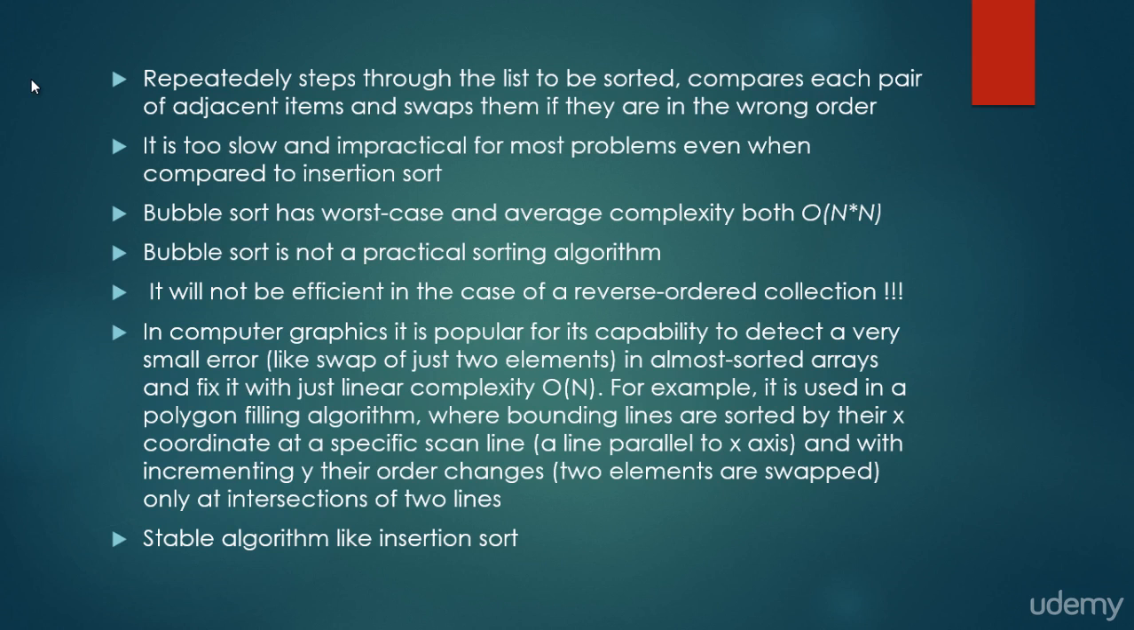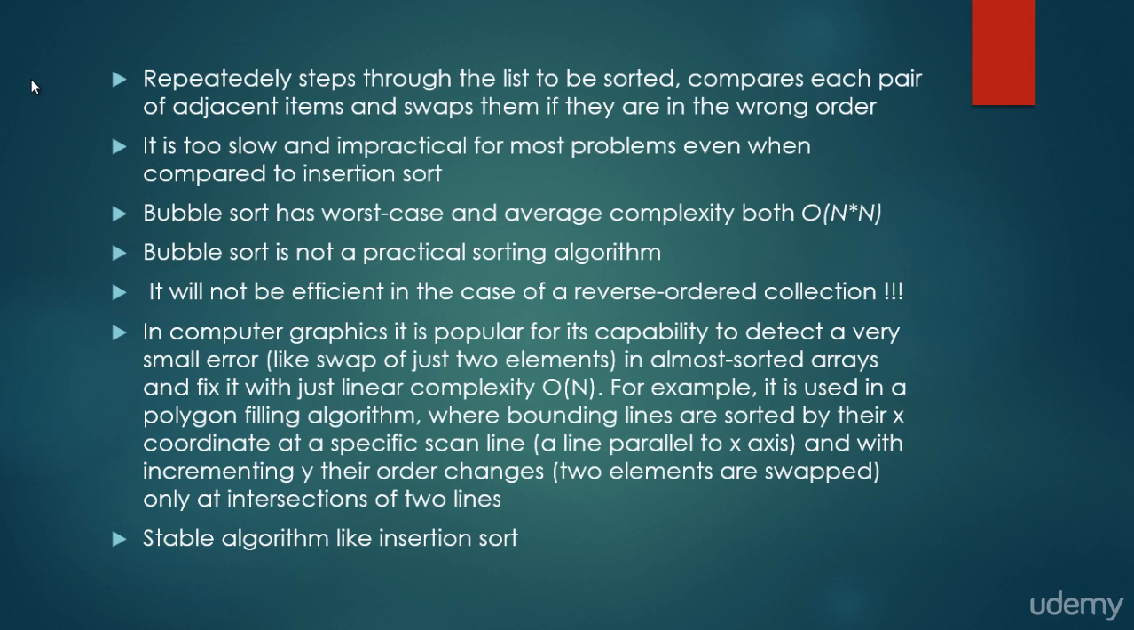So bubble sort is not a practical sorting algorithm. It will not be efficient in the case of a reverse order collection, for example. We have to iterate through, even if we know that we just have to reverse it. But in computer graphics, it is popular for its capability to detect a very small error, like a swap of just two elements, for example, in almost sorted arrays and fix it with just linear time complexity, so O(n).